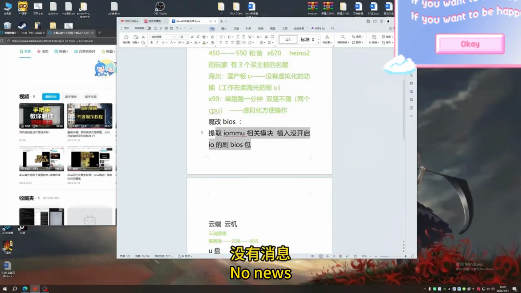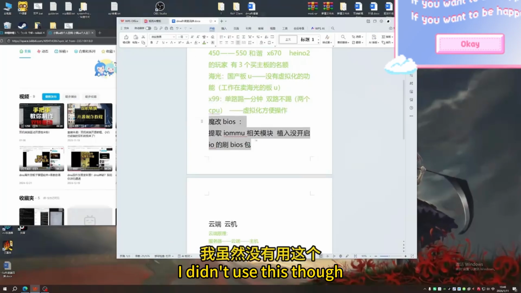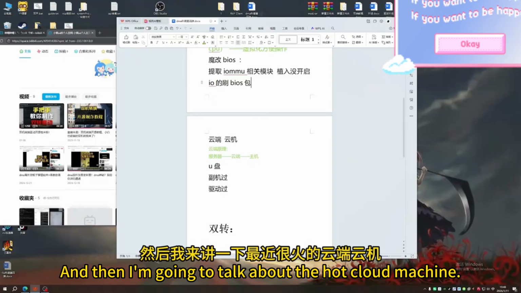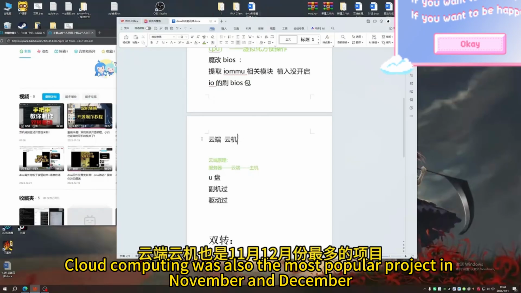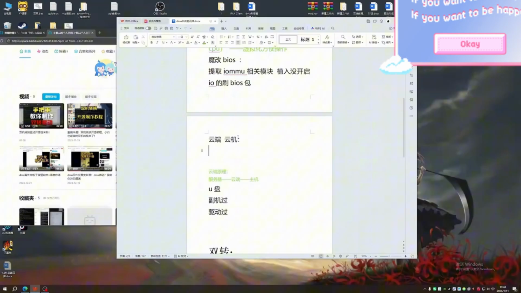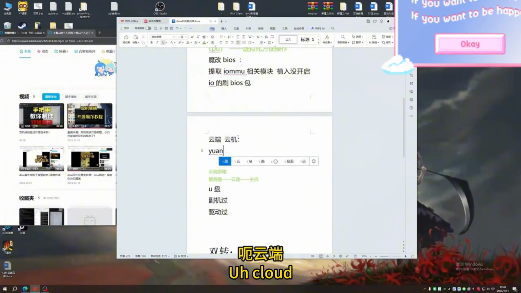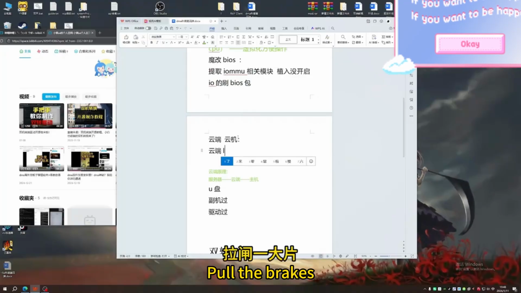What about the current one? No news. I don't know what's going on with this lately. I didn't use this though. Use this Huawei base. And then I'm going to talk about the hot cloud machine. Cloud computing was also the most popular project in November and December.